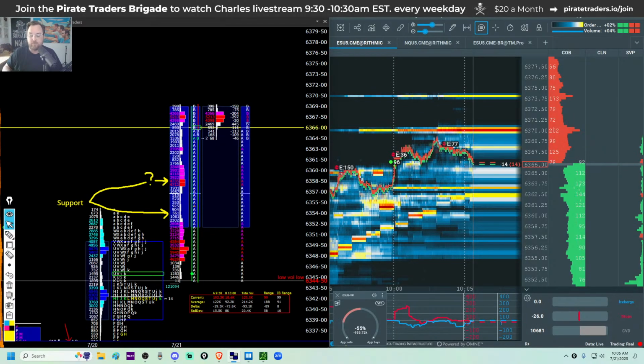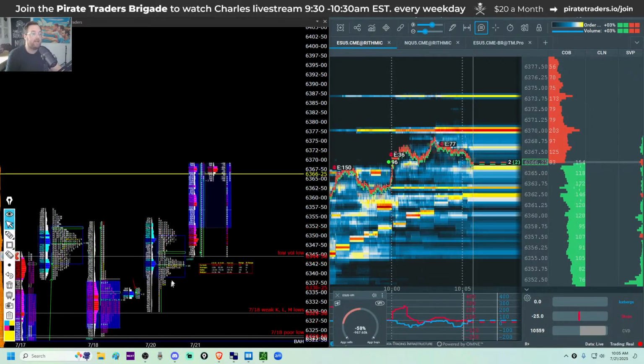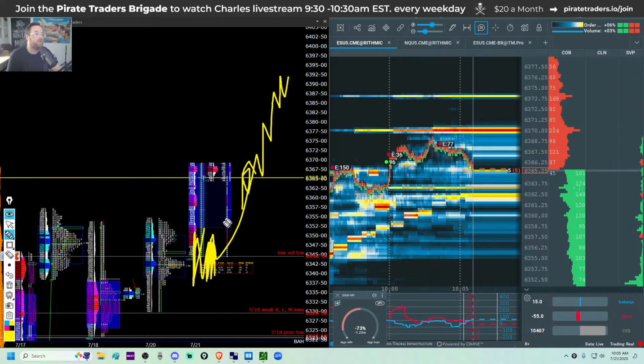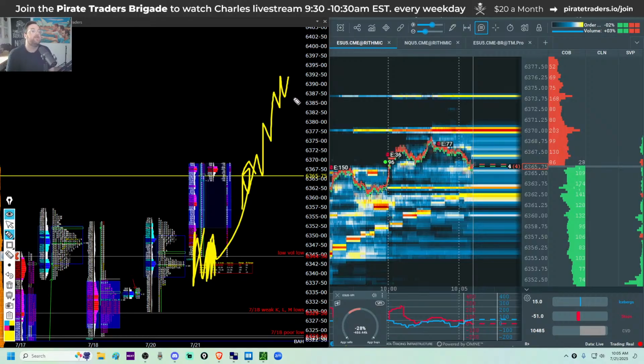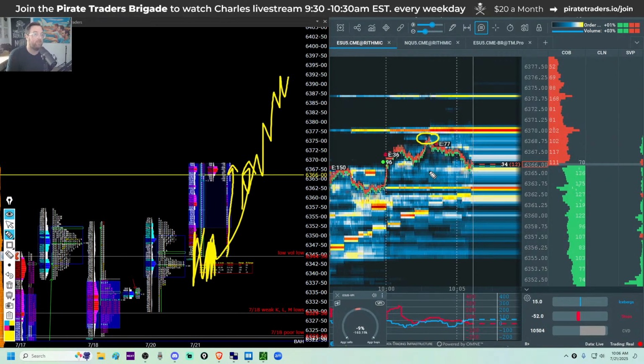So how have I changed my mind from the open to now? Well, if we'd have spent the first chunk of the morning grinding around inside the overnight range, if we'd have just done a dance in here for a while and then we broke higher, I would assume we could keep going higher all day long. I would assume this thing could just trend and trend and trend to the upside. But since we opened and went in a straight line, I do not think that is possible anymore. I don't think we made the high quite yet, but I think we're going to very soon.